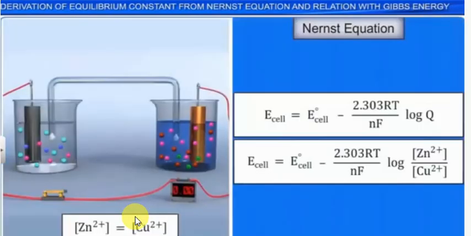It means that Q, the reaction quotient in the Nernst equation, is increasing. This shows that the cell voltage will decrease. At one stage, the concentrations of both the ions become equal. This indicates that the reaction will reach equilibrium and the voltmeter will read 0.